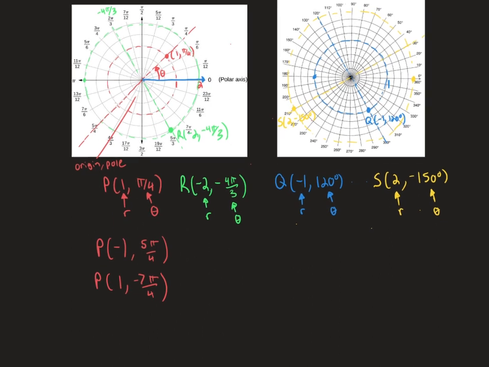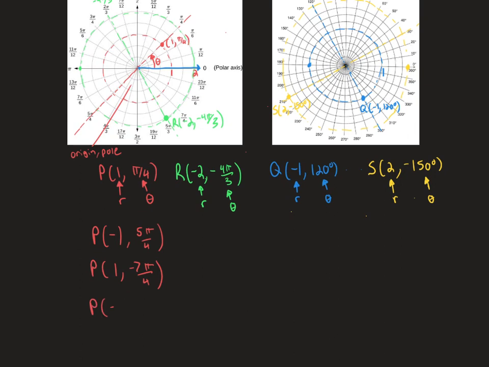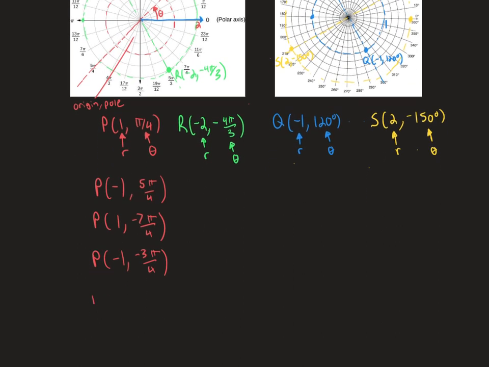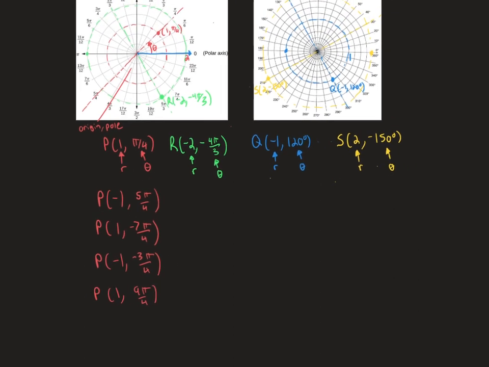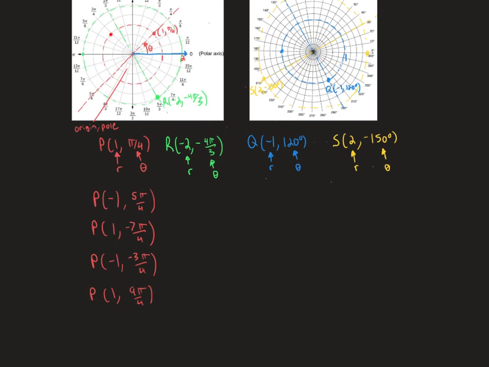And even another way: negative 1, negative 3 pi over 4. Negative 3 pi over 4 is going to bring us to this line, and then negative 1 is going to bring us back up there. Okay, I'll do one more. Let's do positive 1, and then 9 pi over 4, because 9 pi over 4 is going to wrap. 8 pi over 4 is one complete revolution, and then another pi over 4 brings us to 9 pi over 4.